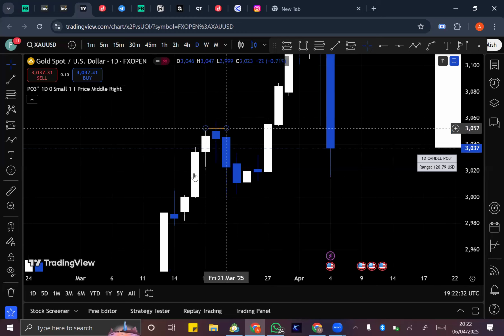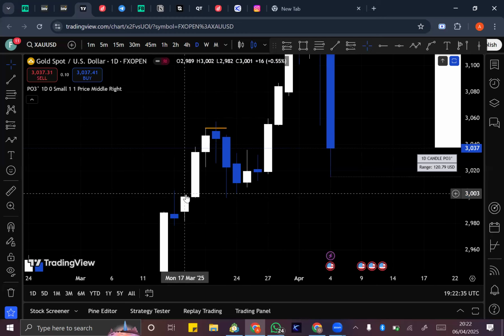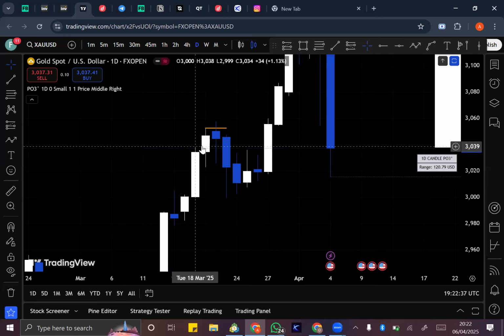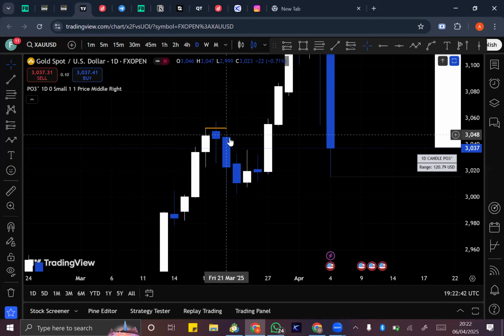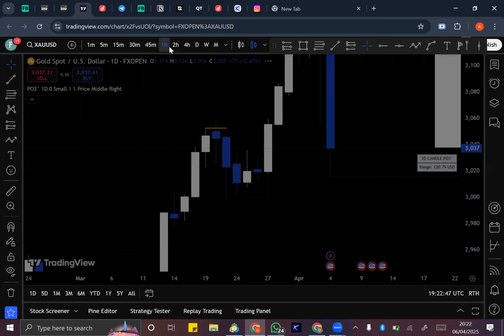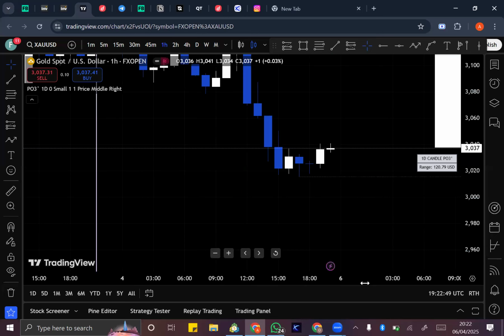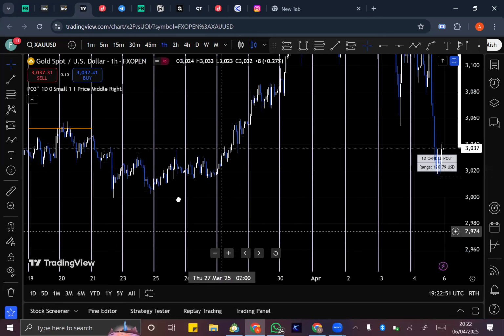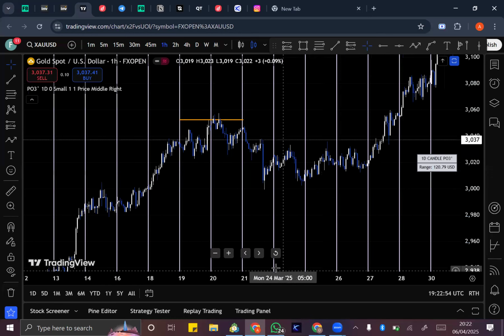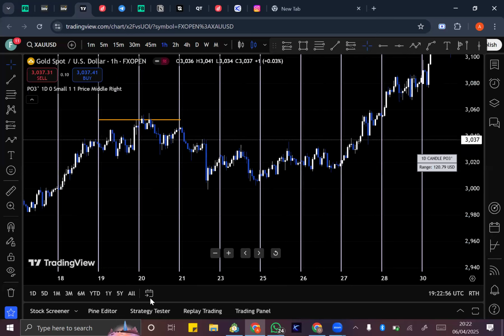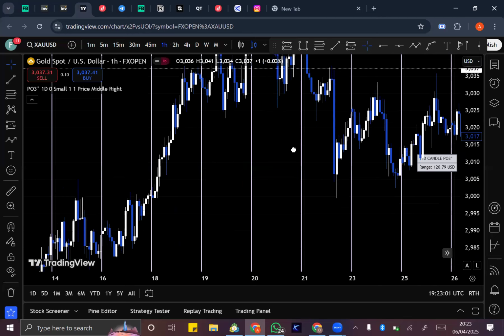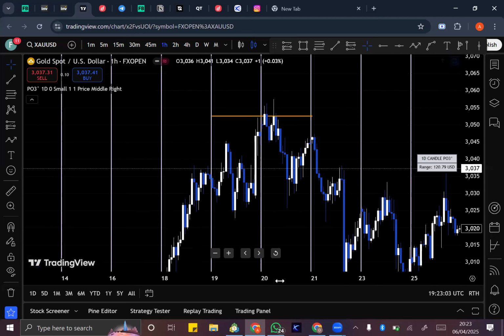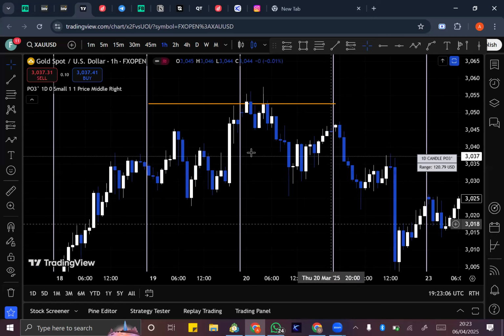It didn't close with body. You can see this one closed with a body, the other one closed with a body. But now this one closed with wick. So that means you are going to be having a reversal. So going back to maybe a 1 hour, you are going to see a change of character to the downside for you to take an entry, for you to see maybe opportunity to the downside. So I think this was the wick.